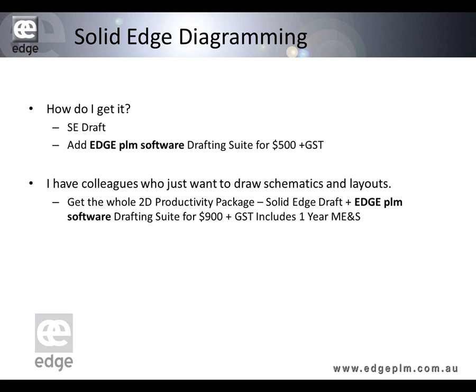If you've got colleagues or people in your business who just want to draw schematics and layouts, in the draft program you can use that for drawing, 2D drawing. It's parametric 2D drawing. It'll open any AutoCAD file, lots of different 2D file types. It'll save in different file types, including DWG and DXF, or in Solid Edge format. It's got the same user interface as Solid Edge, of course, so that's consistent.